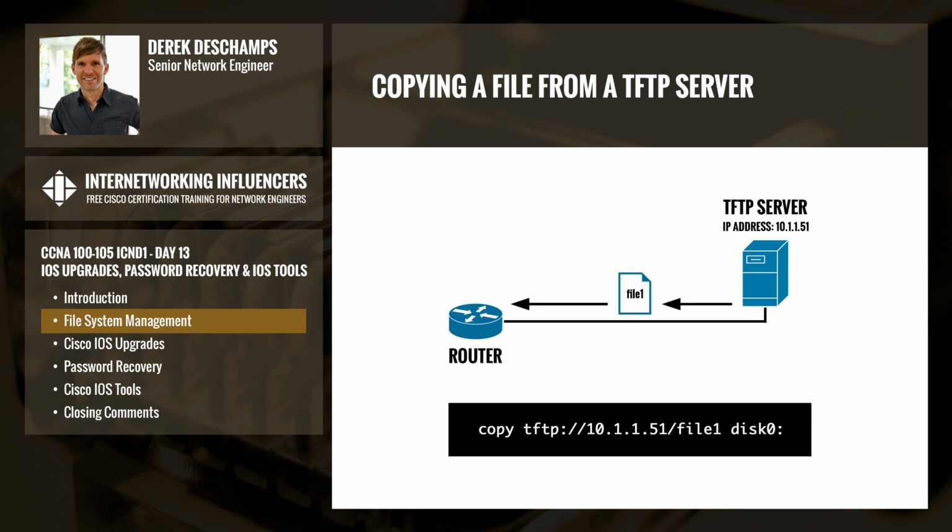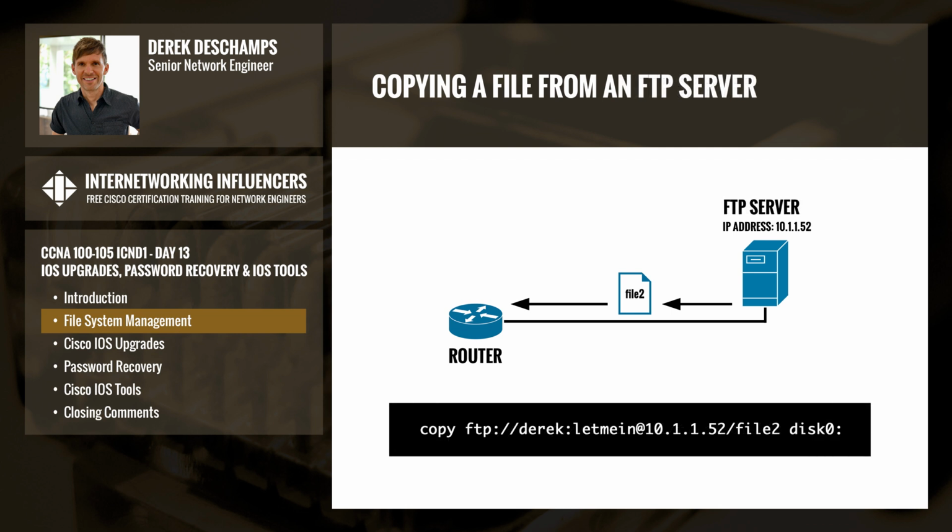File system prefixes are used with URLs to specify file locations. For example, if we wanted to copy a file from a TFTP server to a local flash disk, we would enter the command copy followed by the source URL. In this case, the URL for the file on the TFTP server, followed by the destination URL. In this case, disk0:.